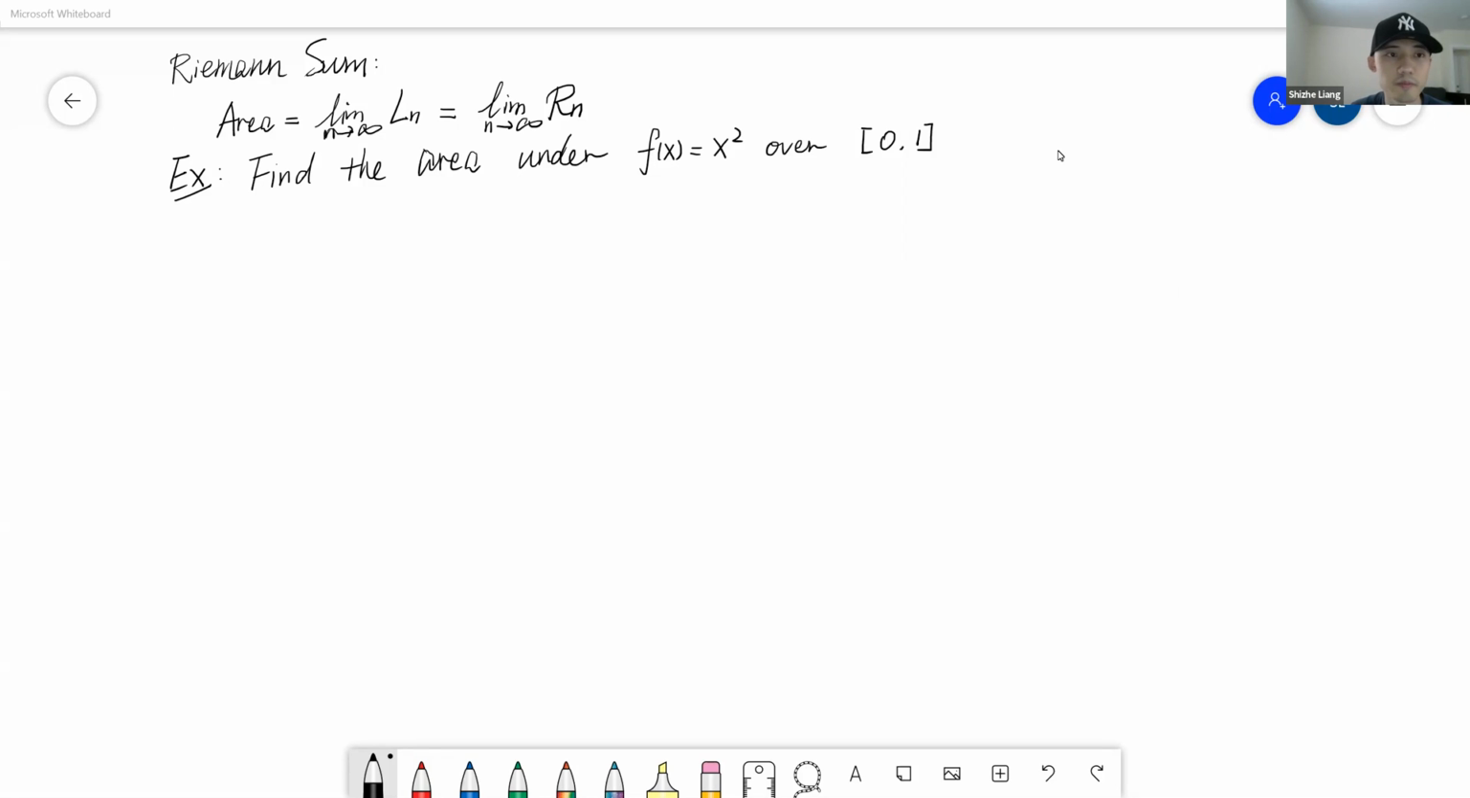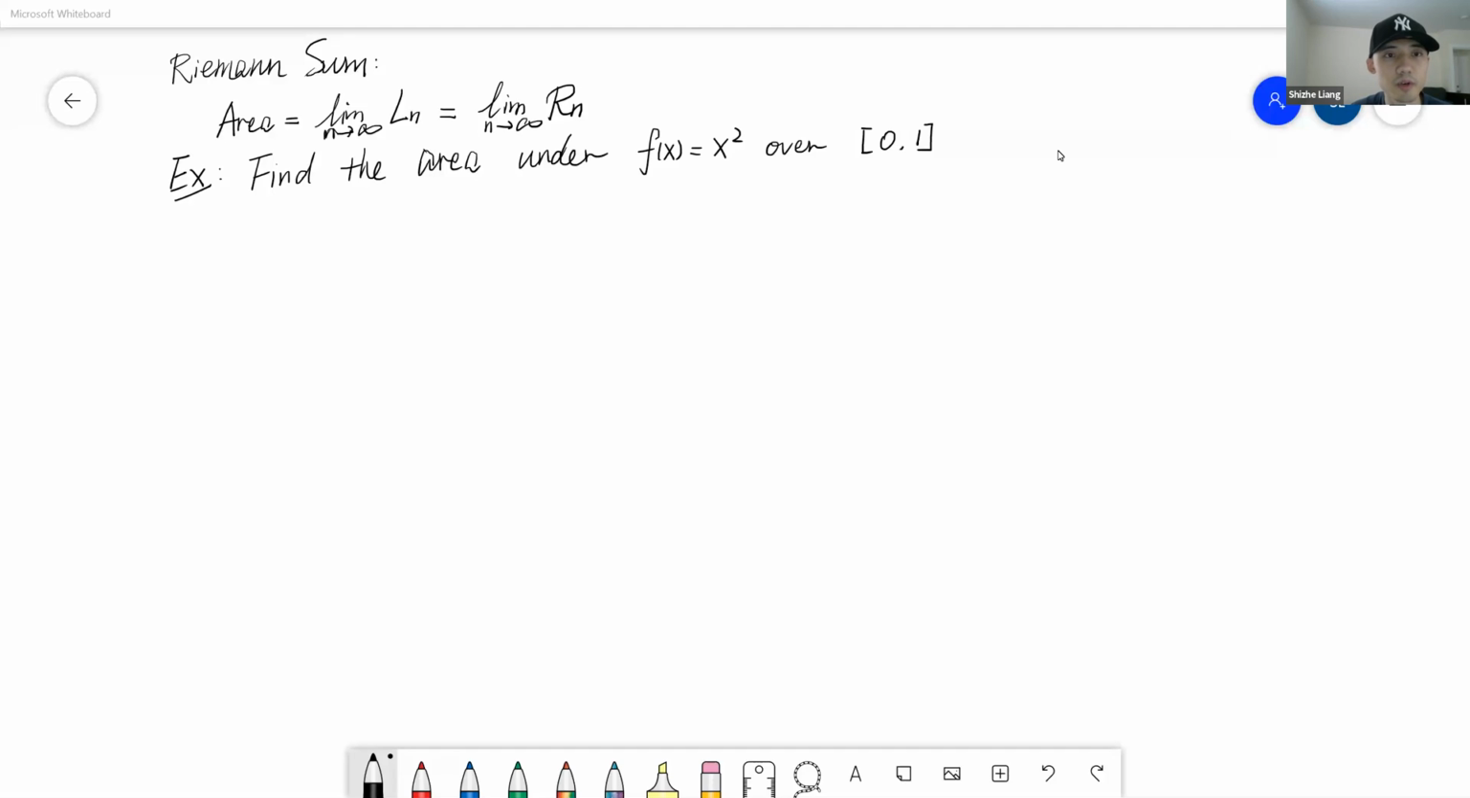due on Thursday. Okay, so let's recall the definition of the Riemann sum. The area under the curve over an interval is equal to the limit of the left approximation, which is likely to be the same as the limit of the right approximation. Okay, so let's just do one example to see why this holds.